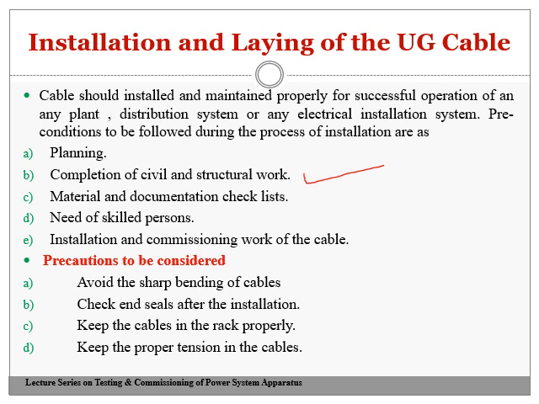Then, what are the precautions to be considered? Precautions to be considered during installation are: avoid sharp bending of the cable. A cable of smaller thickness can be bent at an angle of 45 degrees or 90 degrees or so. But as the capacity increases, we cannot bend the cable at a particular angle. Therefore, it is mandatory that you always avoid sharp bending of the cable.